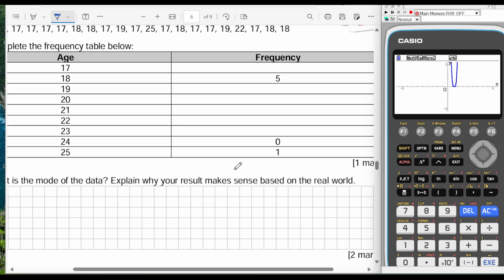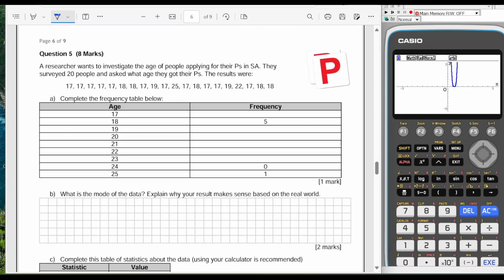Okay. People getting their P's. So we should check that we're doing the frequency table right. So apparently there's 5 18s. Let's see if we can find them. 1, 2, 3, 4, 5. So that is good. This is just to make sure that you're actually doing the right thing. There were no 24s and there's supposed to be 125. Yep, so that's good. Now we can sort of do the rest.